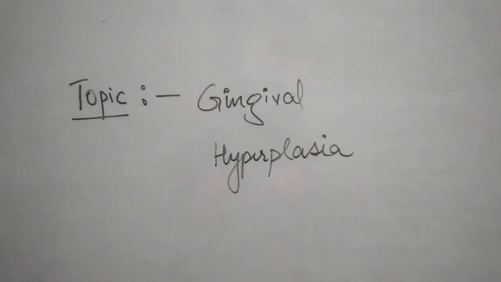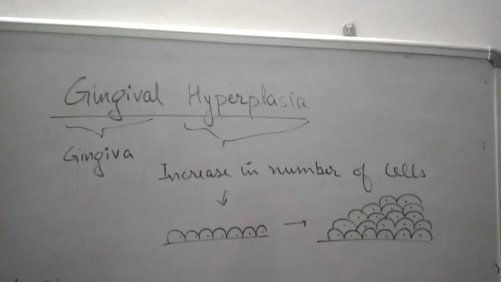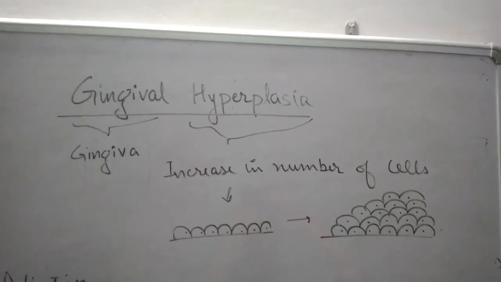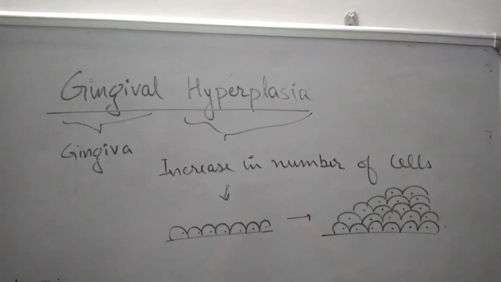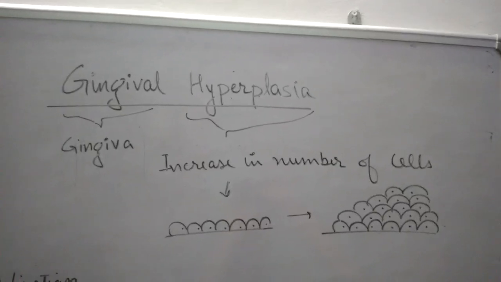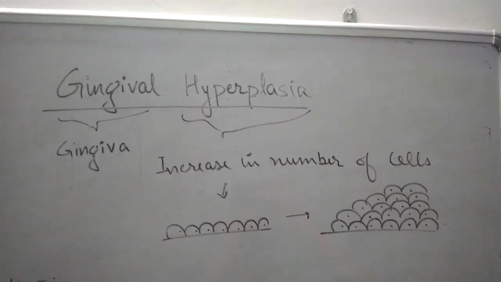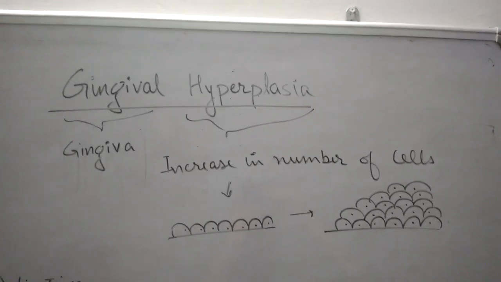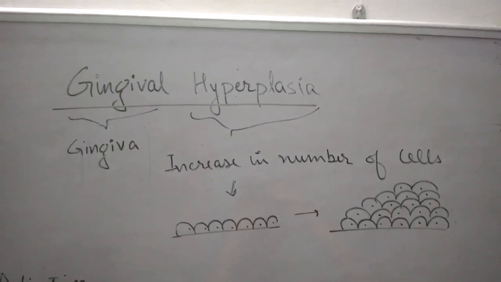So today I'm going to discuss the topic gingival hyperplasia. So let's see to this. What is gingival hyperplasia? Gingival means gingiva tissue, and hyperplasia means increase in number of cells. As you can see, as the number of cells increase, the term is called hyperplasia. So basically it means increase in the tissue of gingiva.